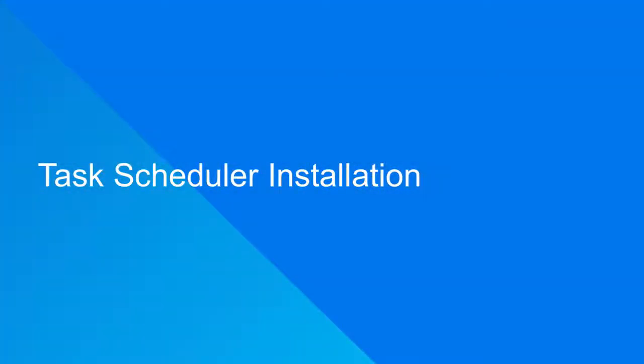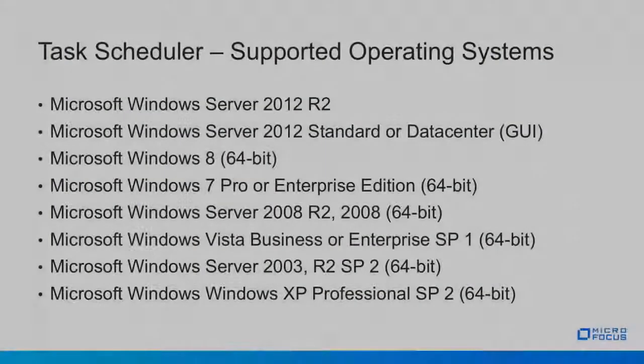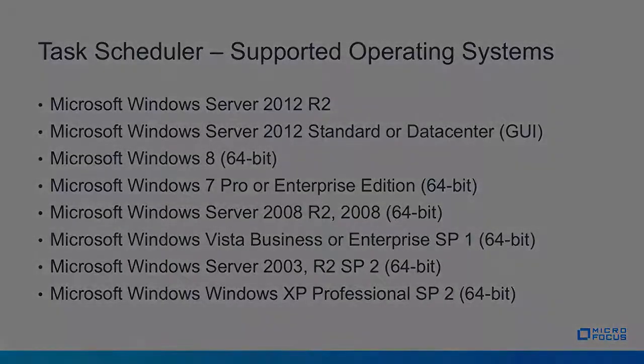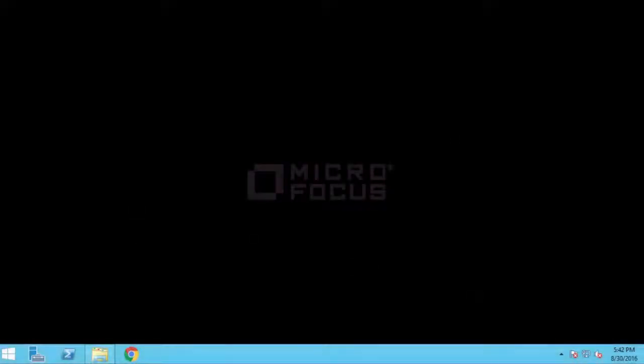Task Scheduler can be installed on any machine running Windows XP or newer, or Windows Server 2003 or newer. The service does not have to run on a dedicated machine or server. However, it must have network connectivity with both the AppManager repository and the Control Center repositories. Let's take a look at how to install the Task Scheduler.